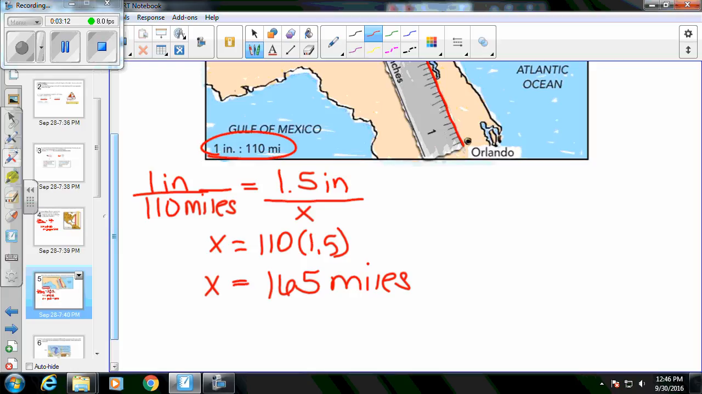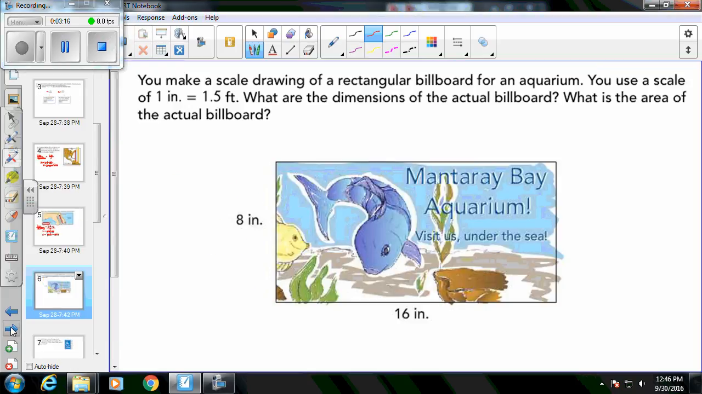What I would like you to do is I want you to do this question here, where we're looking at the aquarium and we're looking at the billboard for the aquarium. They give me the scale. We want the dimensions of the billboard, and we want the area of the actual billboard. So work on that, and we'll come back.